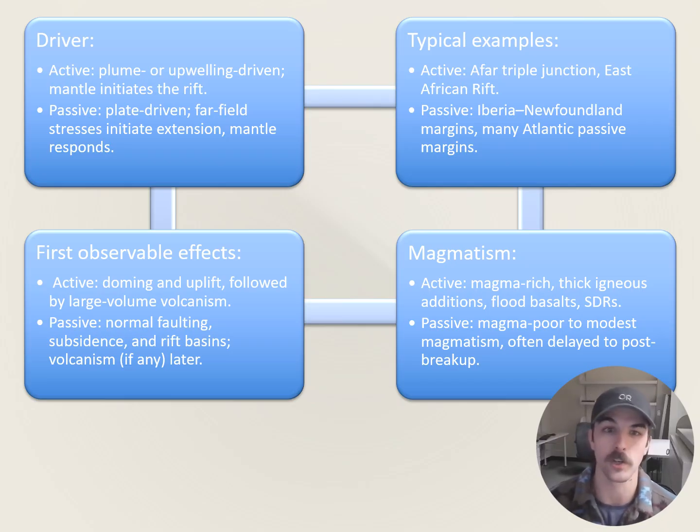And then the first observable effects, which are also pretty important. With active, you're going to see domal uplift occurring due to the magma upwelling, followed by large volume volcanism. And in passive, you'll see more normal faulting and subsidence in the rift basins, with volcanism mainly occurring later due to decompression melting. Okay, I think that pretty much wraps everything up.